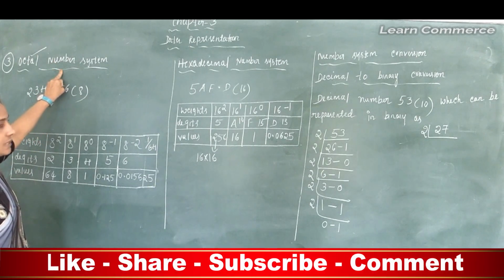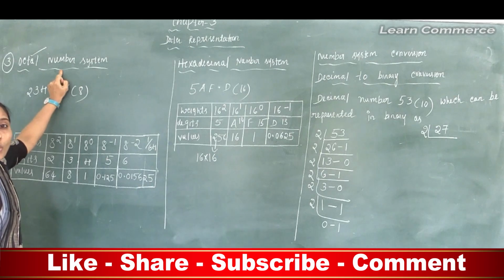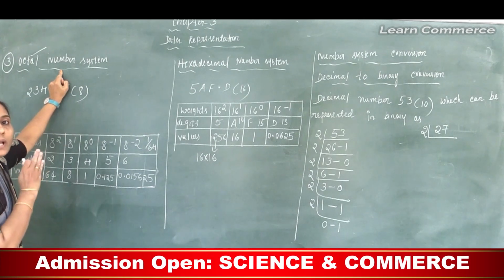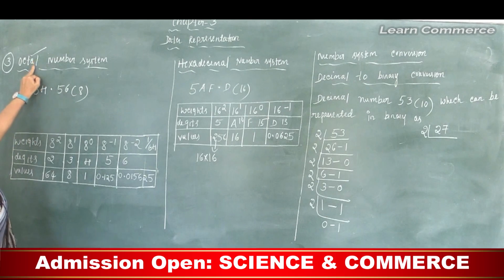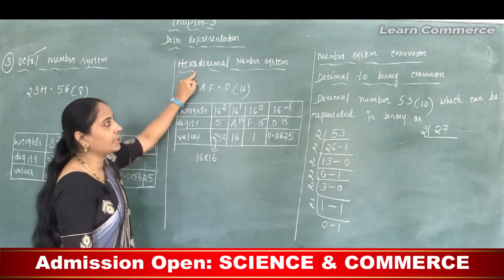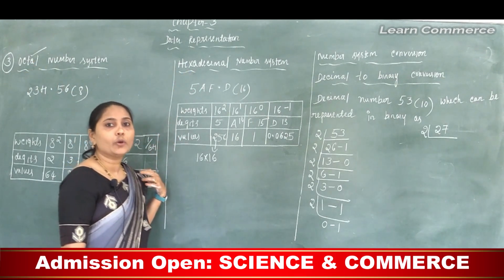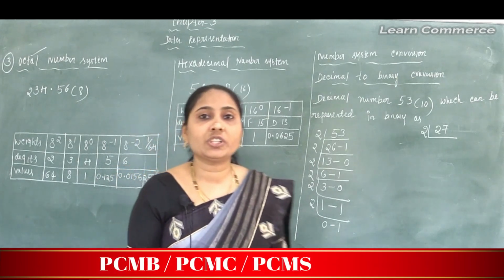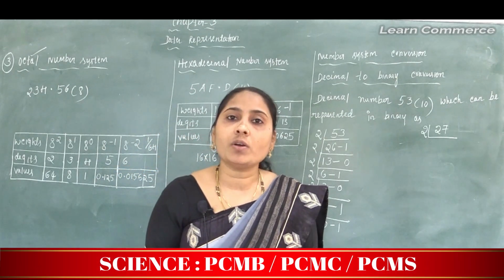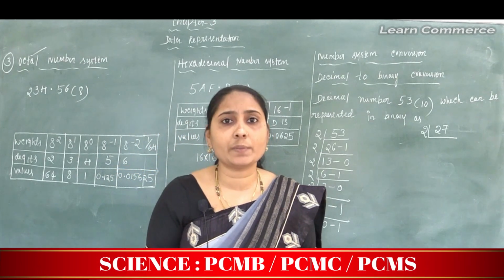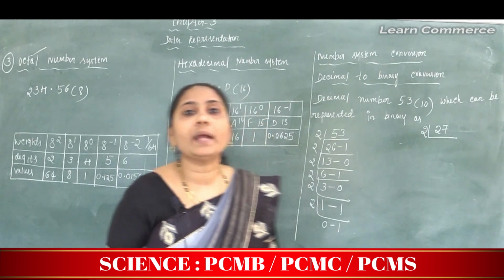Because of the long sequences of zeros and ones, to overcome this problem, the other number systems like the octal number system and the hexadecimal number system are used, because we know they can effectively handle long strings of decimal numbers or long strings of binary numbers.